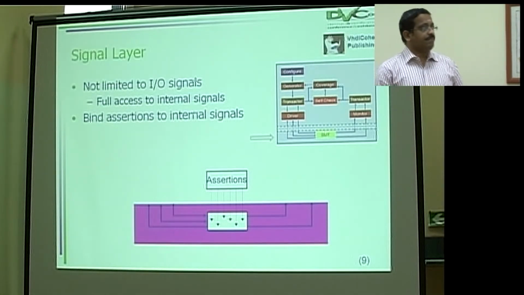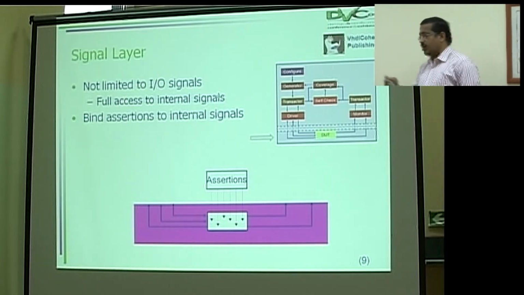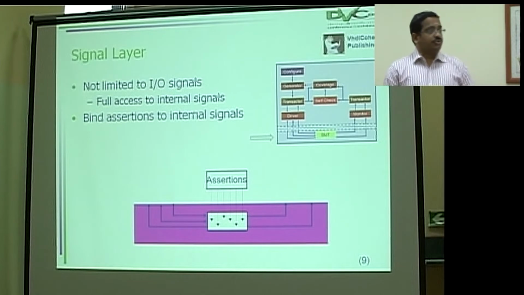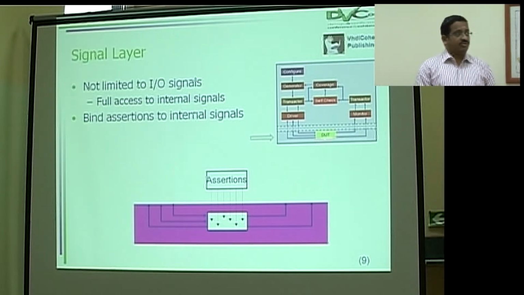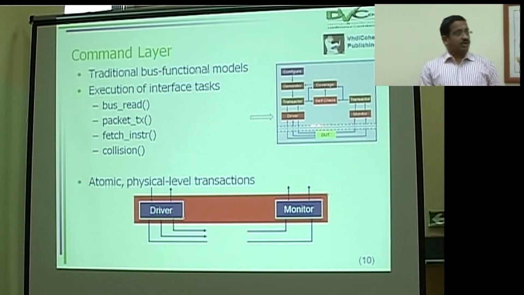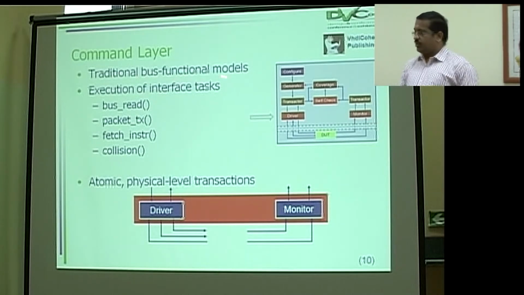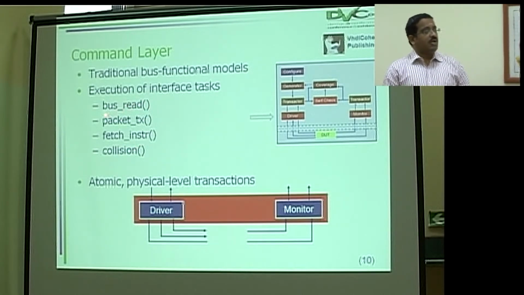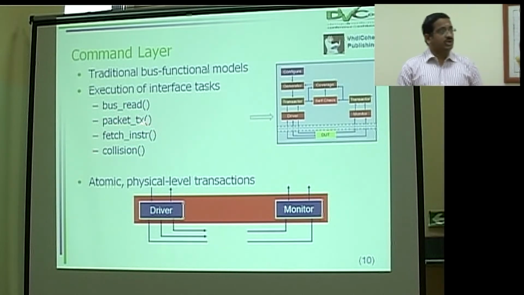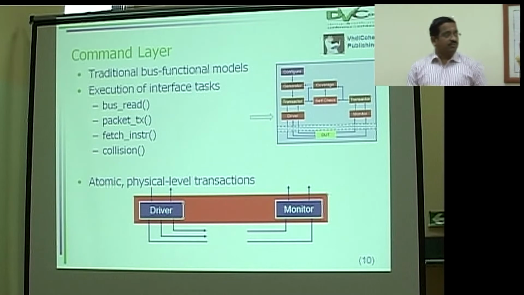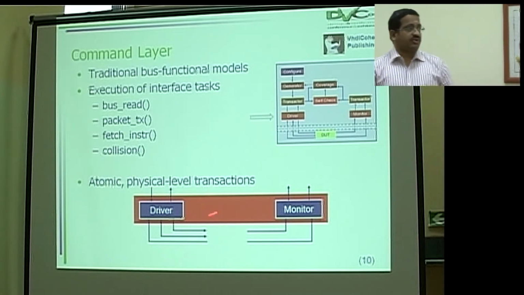So, a quick look at these individual layers. Signal layer, it's not limited to IO signals. Remember, you can always go down using the internal signals, the dot operators, and you can bind assertions to internal signals. So assertions become part of this layer in a sense. Command layer is where we are right now. The traditional bus functional models become part of this layer. Execution of bus interface tasks like bus read, packet transmit, fetch instruction, collision, etc. Essentially, it does one transaction at a time. That's what we call atomic physical layer transactions.